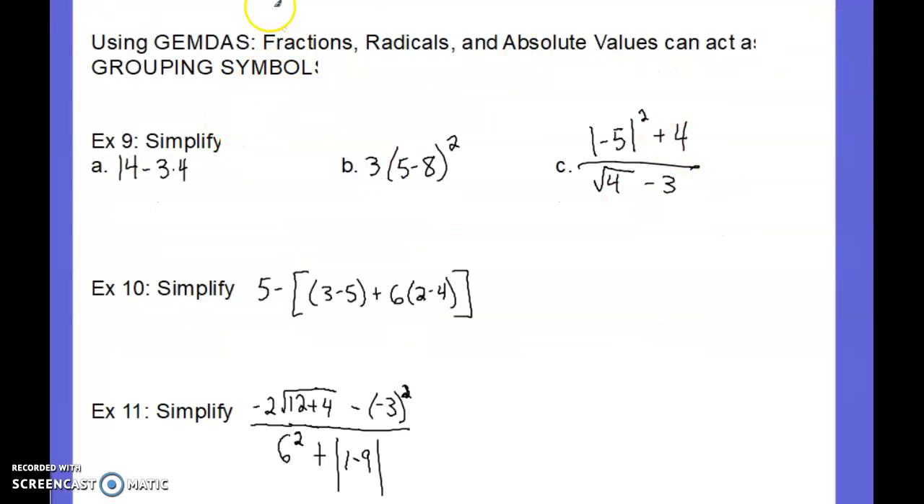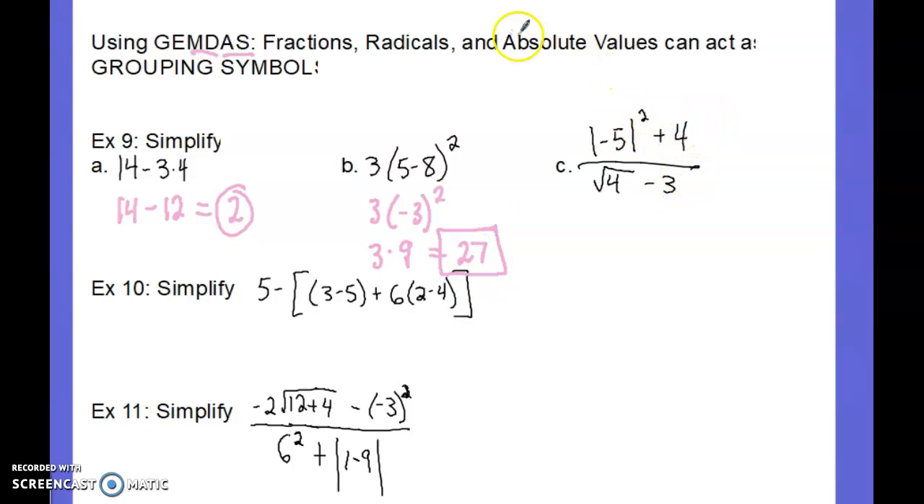And then we're throwing into the GEMDAS, which you are probably familiar with. So make sure you do grouping symbols first, then exponents, multiplication, division, left to right, addition, subtraction, left to right. So in this problem, you have to multiply first. 3 times 4 is 12, and then do 14 minus 12, which is 2. So letter B, you do your grouping symbol first. That gives me negative 3. And then you square next, so your exponent is next. Negative 3 squared is 9. And then you multiply by 3. There's an implied multiplication there to get 27.